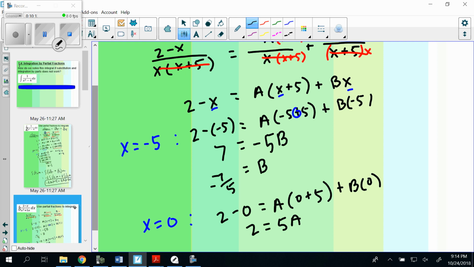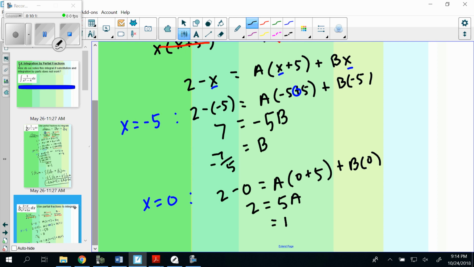And so now we can find out what a is. a is going to be 2/5. That's a lot easier than having to go through and do a system of equations. So that's kind of the way that we're going to use from now on because it goes a lot faster.